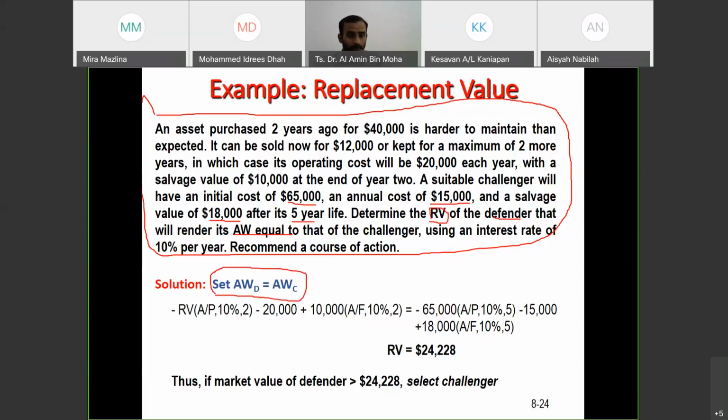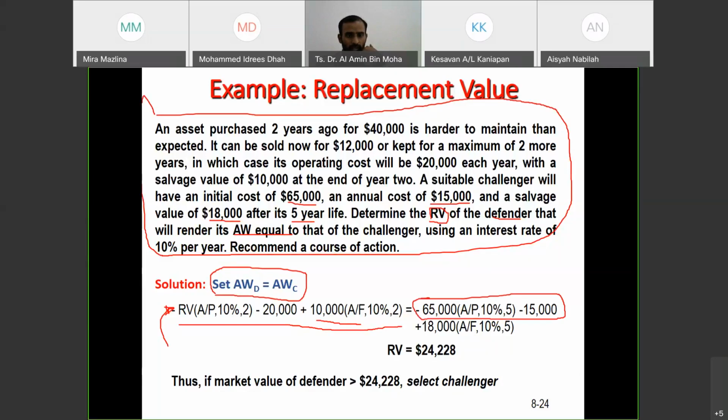So here is the AW for the defender. We don't know the RV; we want to find the RV. So what is RV? We consider RV as a P, present, because I want to sell now, right? P, 10 years, 2 years, and then minus 20,000, the 10,000 salvage value, equal to AW for the challenger.